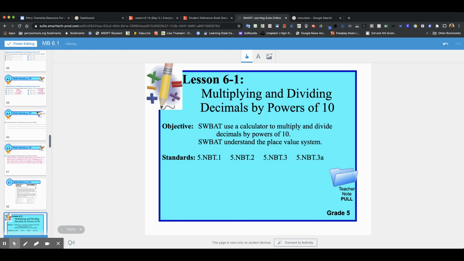That is the end of lesson one for unit 6, multiplying and dividing decimals by powers of 10. Today we were able to use a calculator to multiply and divide decimals by powers of 10. And we also continued understanding that place value system.